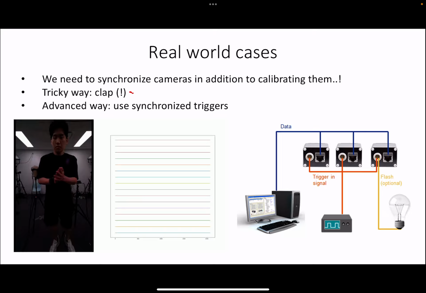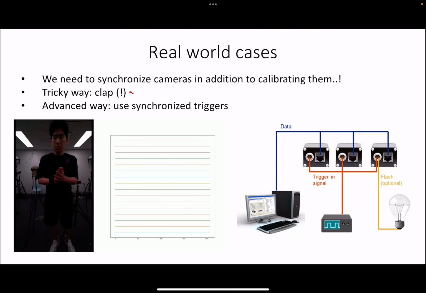That is how broadcasting producers do it. They have a slate, right? They use a slate because they need to synchronize cameras and microphone. When making content, they need to synchronize cameras and microphone. So they use the slate to make a strong spike in the audio signal and the visual signal as well for synchronization. An advanced way is using synchronized triggers.